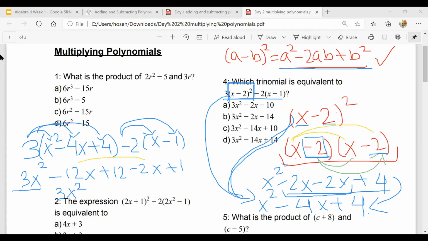negative 2x. So negative 12x minus 2x is what? Negative 14x. And do I have any like terms for the constant 12? Yes, I do. I have positive 12 and I have positive 1, which is what? I'm sorry. This should have been positive 2, because negative 2 times negative 1 is positive 2. So 12 plus 2 is positive 14. Does it match up with any of the answer choices we have? It does. D is the answer.